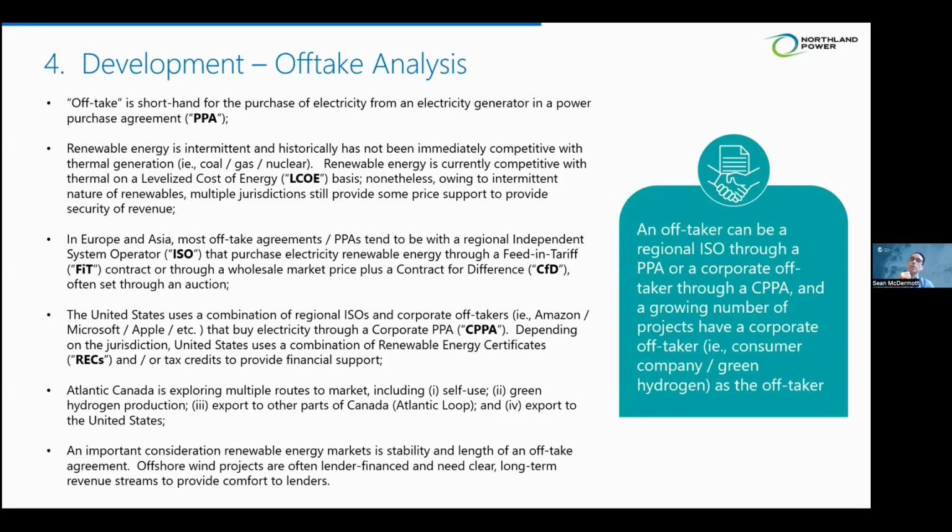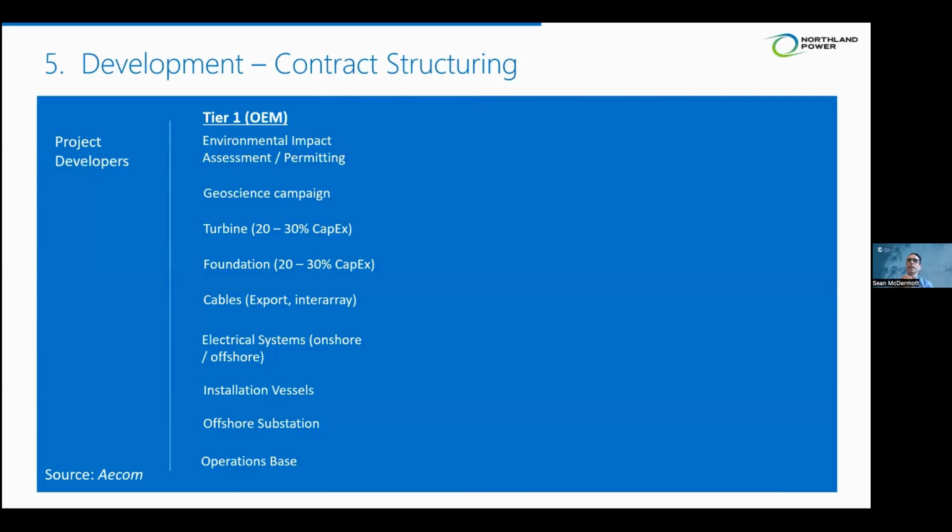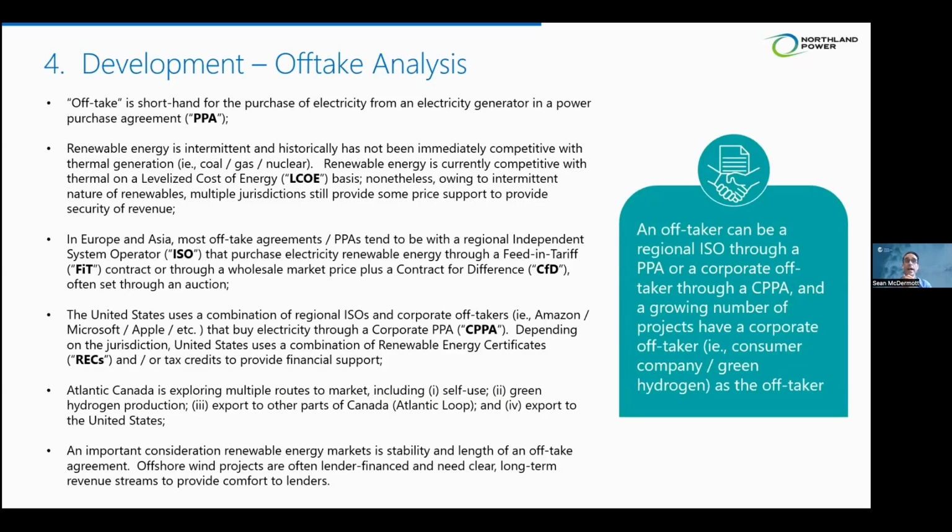In Atlantic Canada, we're looking at multiple routes to market. Self-use, which is to say offshore wind sold directly to an SPI and used by Nova Scotia consumers, or green hydrogen production is a topic that's come up a lot, or export to other parts of Canada. The Atlantic Loop concept involves that, or also there's conversations about export to the United States.